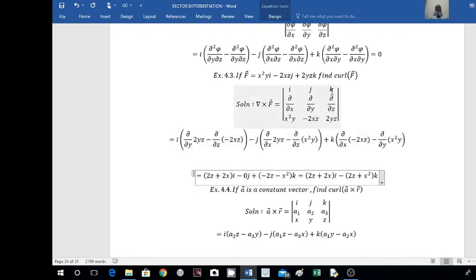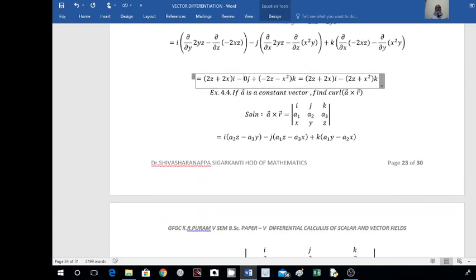Plus k into ∂/∂x of this, means minus 2z here, minus ∂/∂y of this, that is ∂/∂y of x²y is equal to x², into k. That is here 2z plus 2x into i minus, so here I will take minus common factor, 2z plus x² k. Okay. Next, coming to another example.